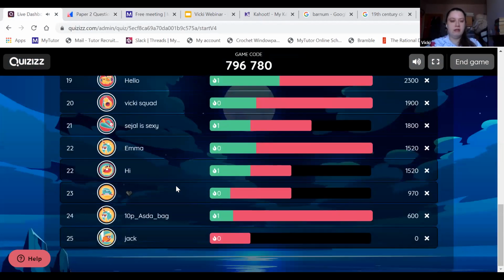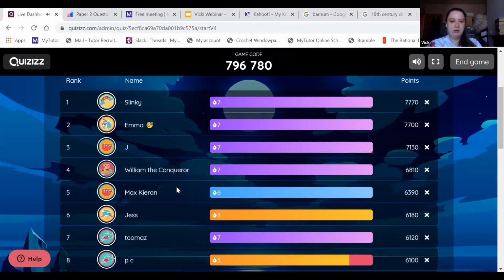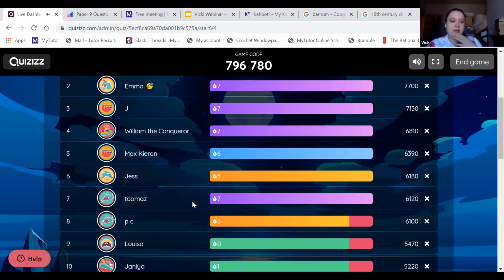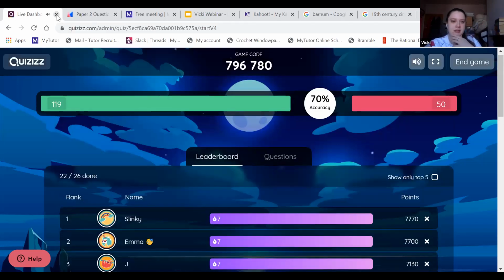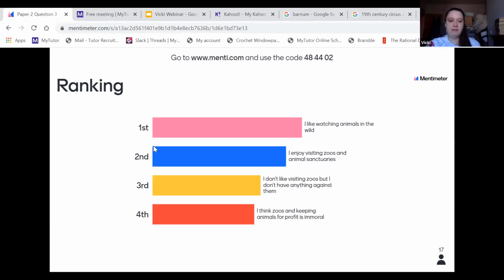I'm going to assume that the few people at the bottom, because I haven't heard any pings, have decided to stop, so that's absolutely fine. So who have we got? We've got Slinky first, then Emma, Jay, William the Conqueror, Max, Kieran, Jess, Tumaz, PC, Louise, and Jania. I think, hopefully I said that right. Fab, right, I will close that one down. So those of you who haven't gone over to Mentimeter already, quickly have a go at this opinion finder, and then we will have a look at the text that we are doing today.